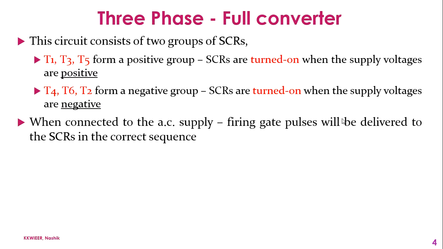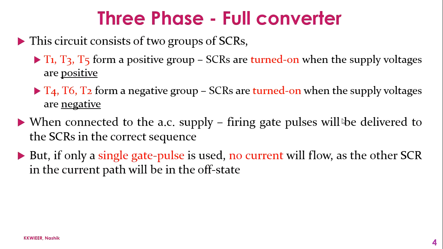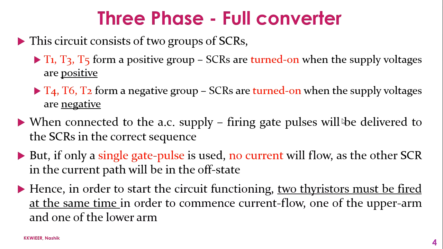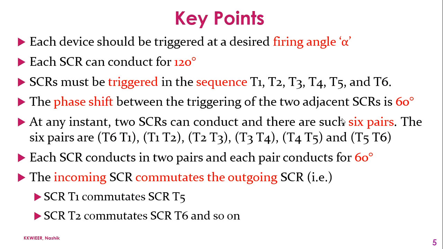When connected to the AC supply, the firing gate pulses will be delivered to the SCRs in the correct sequence. But if only a single gate pulse is used, then current will not flow, as the other SCR in the current path will be in the off state. Hence, in order to start the circuit functioning, 2 thyristors must be fired at the same time in order to commence a current flow, one of the upper arm and another of the lower arm.